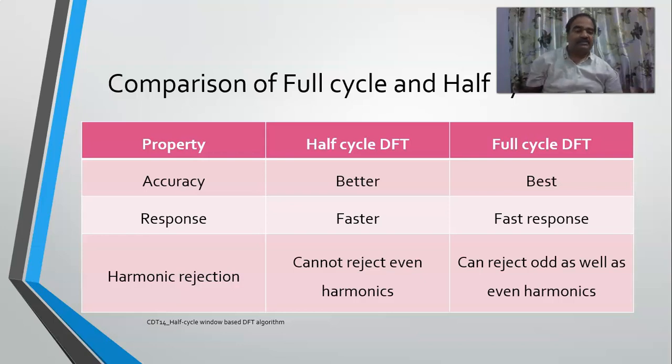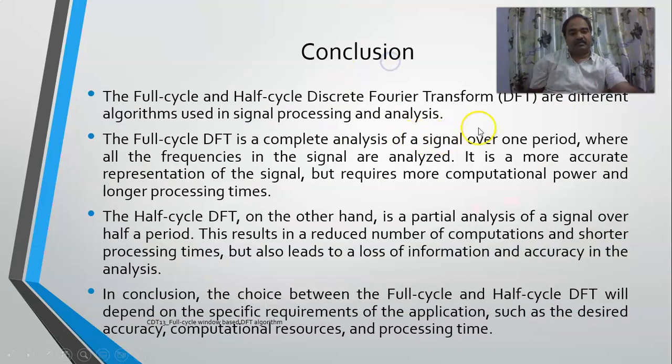Now if you see the comparison of full cycle and half cycle DFT, from the accuracy point of view, full cycle is the best one. But in the half cycle based DFT, the response is a bit faster because you are using only half of the samples which you use for full cycle. So the response is faster, but from the accuracy point of view, full cycle is the best one. And coming to harmonic rejection, half cycle based DFT cannot reject even harmonics, whereas full cycle can reject both odd and even harmonics very effectively. So I hope that now you are able to compare both of these things.